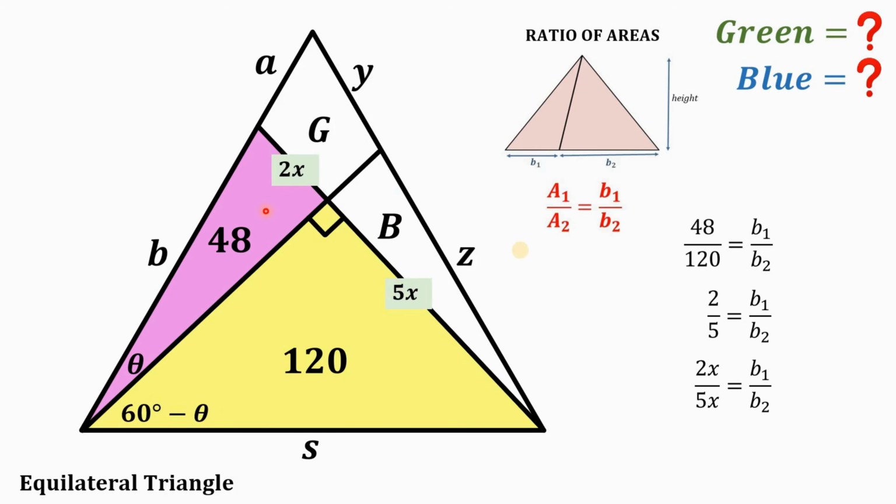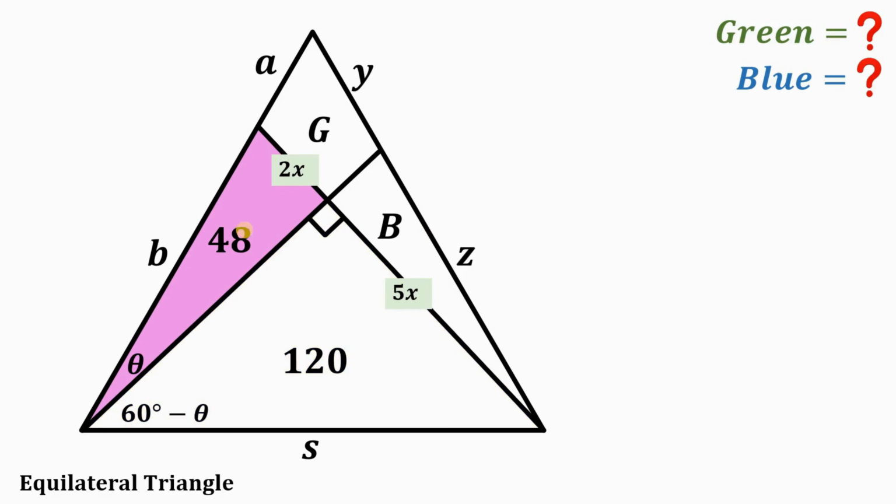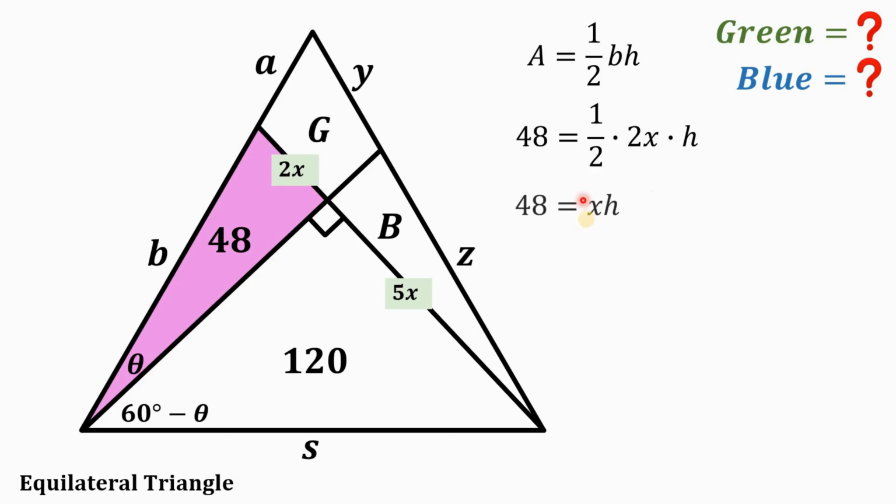Now, let's focus on this pink triangle. Using the area of this pink triangle, we know the area of a triangle equals 1/2 times base times height. Now, we know the area, this is 48, the base is 2x, and we don't know the height. If we simplify this, we get that 48 equals x times h, or simply the height of this triangle equals 48 over x. So we can set the height equal to 48 over x.